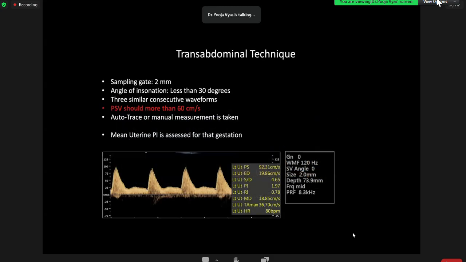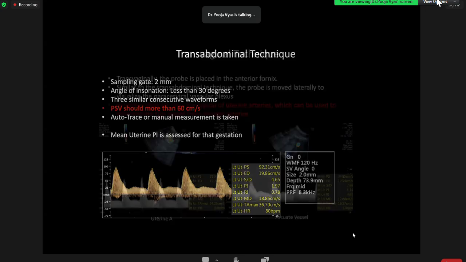Now, certain points to be kept in mind while sampling the uterine artery. The gate should be 2 millimeters. Angle of insonation should be less than 30 degrees. There should be 3 similar consecutive waveforms. Peak systolic velocity should be more than 60 centimeters per second. That is mandatory. And mean uterine PI has to be used always.